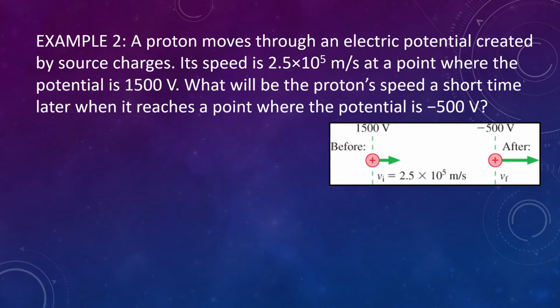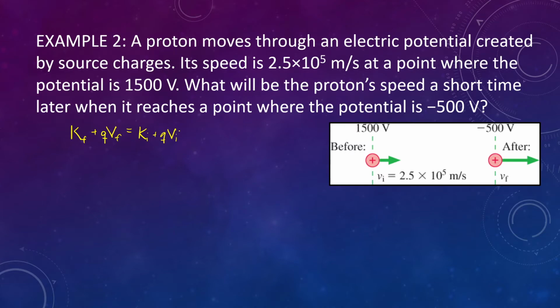Anyways, let's work on example 2. This one is a lot more involved. This is going to apply our full conservation of energy equation, which we saw was K final plus QV final equals the initial terms. So K final plus QV final equals K initial plus QV initial.